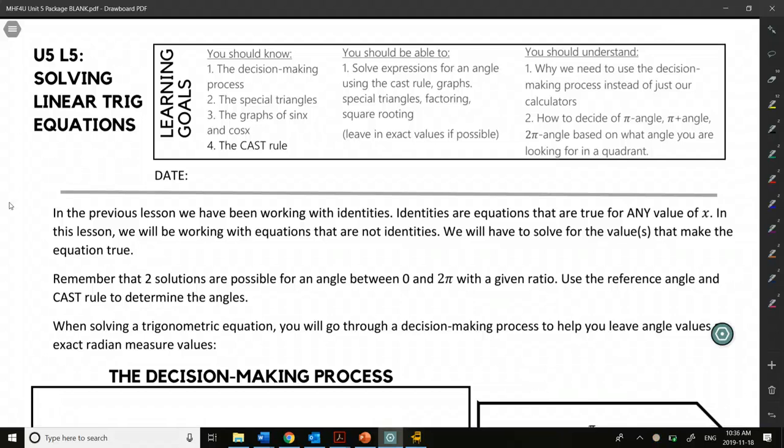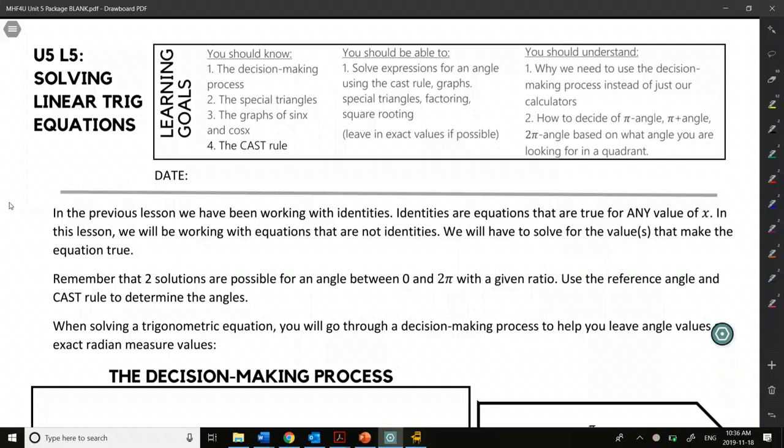All right, so in all of our lessons that we've done so far in this unit, lessons 1 to 4, we've been working with what we call identities. So it's important to understand the difference between an identity and an equation. They're actually two totally different things. An identity is true for all values of x that we could plug in.